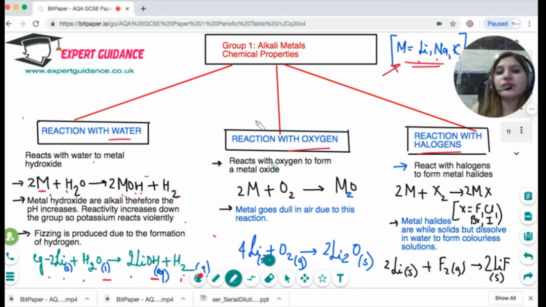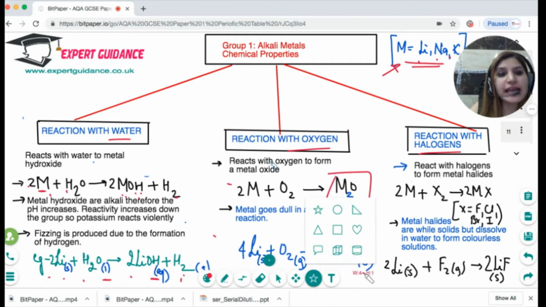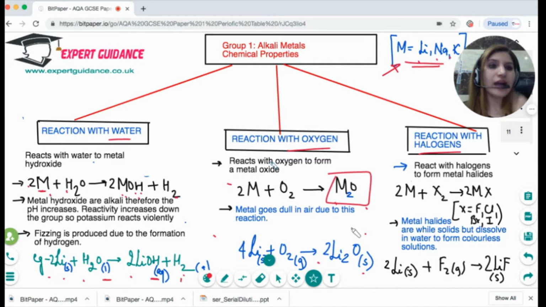When we see the reaction with oxygen, it forms metal oxides, and for the Group 1 oxide, the formula is M2O. So lithium oxide is Li2O, sodium oxide is Na2O. We'll see in bonding how we determine the formulas of ionic compounds, but till then you can just remember that Group 1 oxides will be of the formula M2O. So lithium, which is a solid, reacts with oxygen, which is a gas, and it forms 2Li2O, which is a solid.